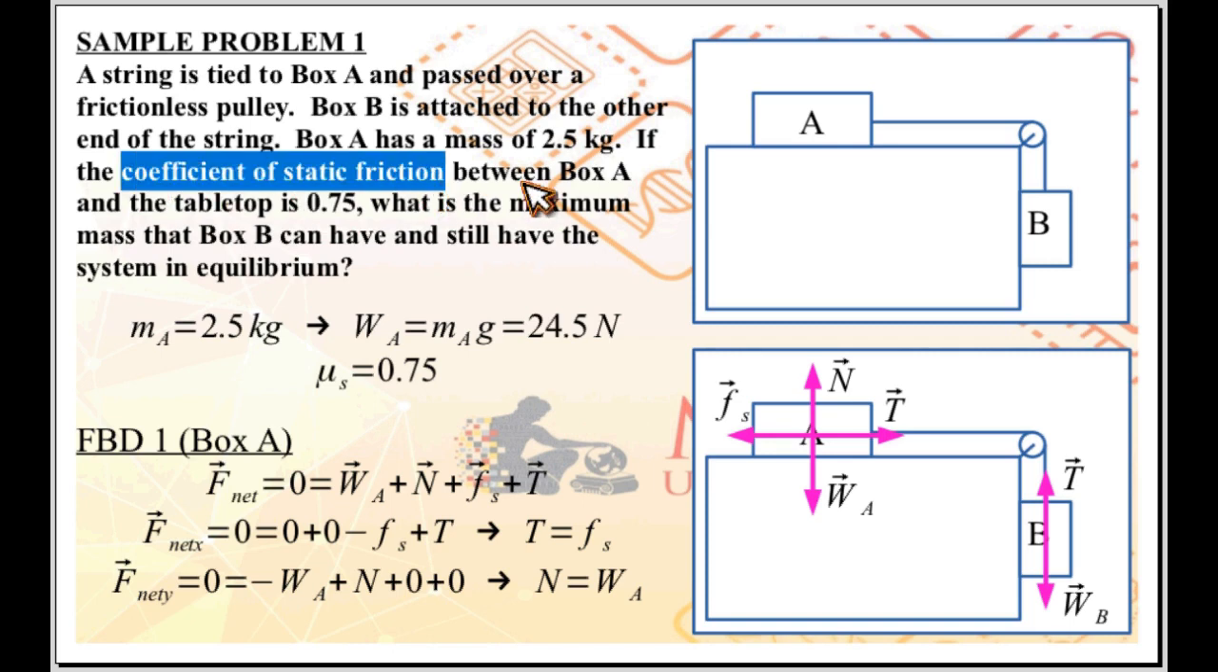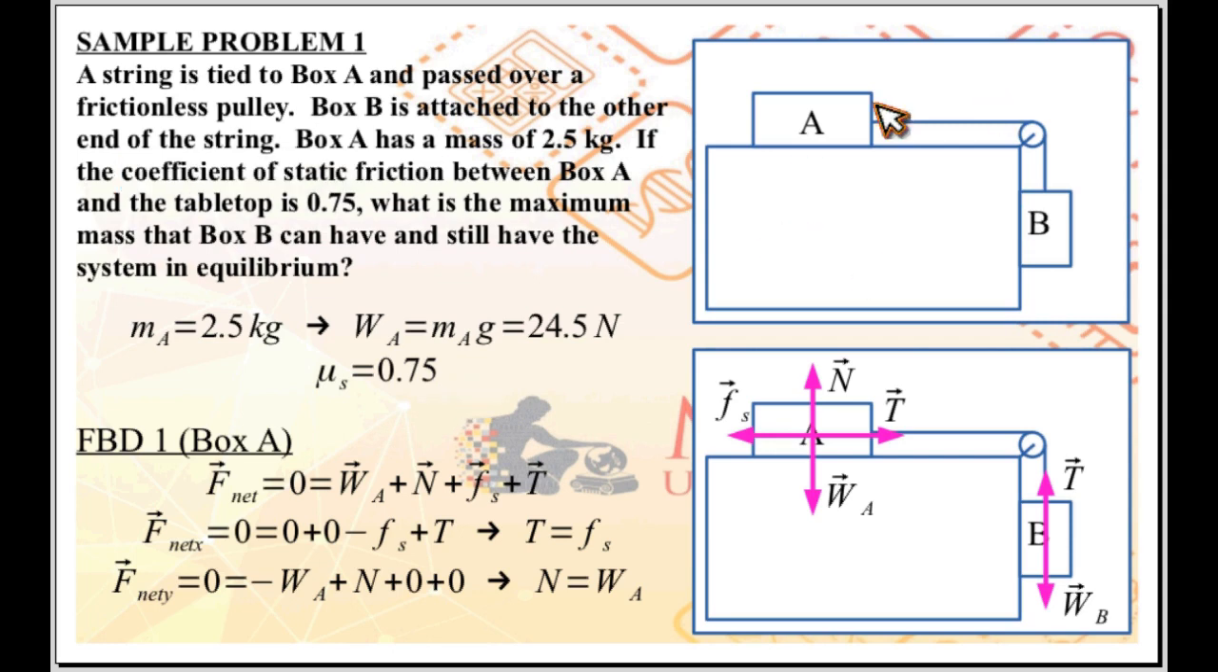The problem also gives us the coefficient of static friction between box A and the tabletop. Mu_s is equal to 0.75. Since the problem has already provided a drawing of the system, you don't have to draw the system anymore. You can go on to the next step.